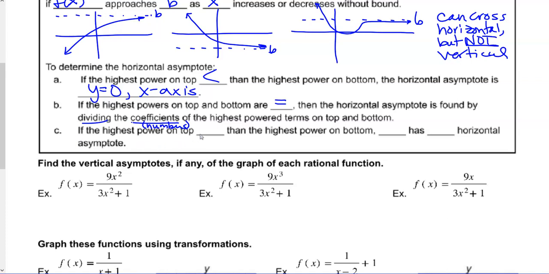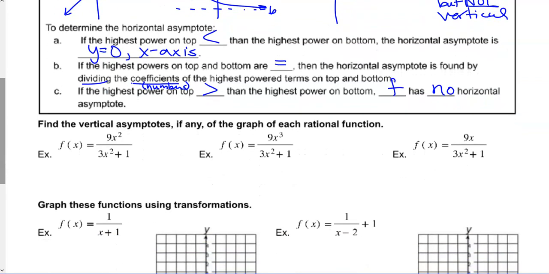Now, if the highest power on top is greater than the highest power on bottom, then f has no horizontal asymptotes. Those are what we call slant or oblique asymptotes. So if you wanted to write that down as extra information for this lesson, those would have that type of asymptote. We're not going to get into that, but it does occur.